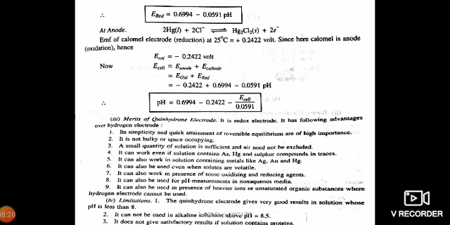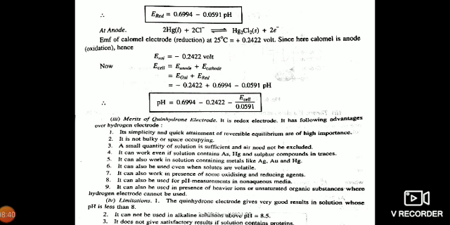It can also work in solutions containing metals like silver, gold and mercury. If the solutions are volatile also, we can use this quinhydrone electrode. It can also work in the presence of some oxidizing and reducing agents. That is more advantageous in case of this quinhydrone electrode there.